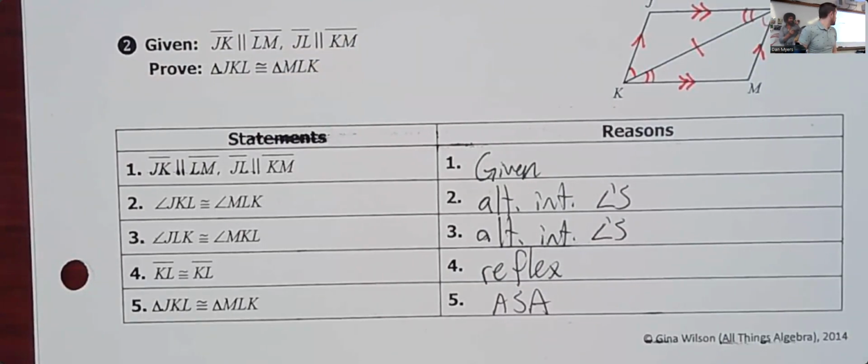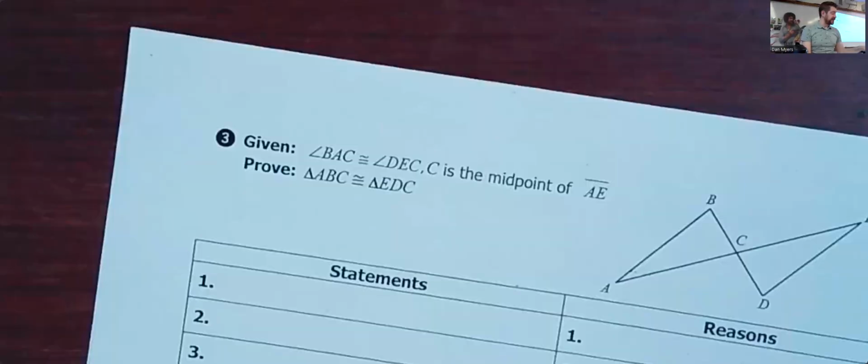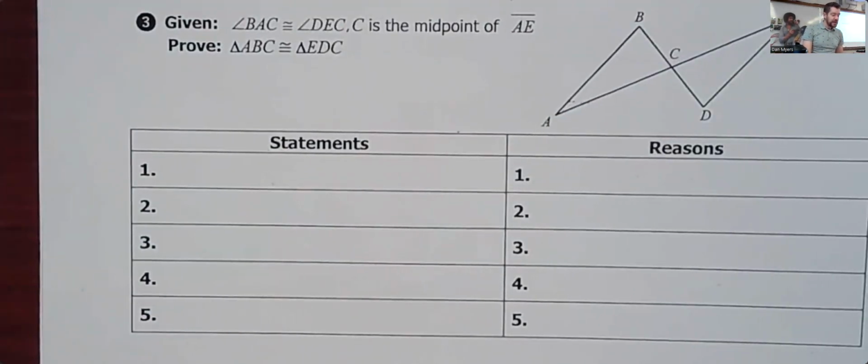Cool. So these proofs are basically the same thing we did yesterday. It's just different parts to show that the triangles are congruent. All right, turn the page over. This is basically all we're doing today, just a bunch of proofs using the reference guide, trying to figure out what's going on. All right, here we go.